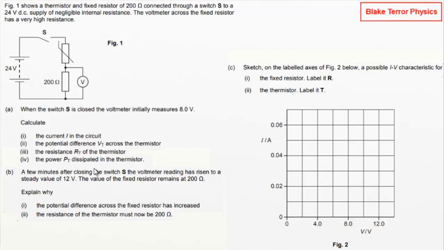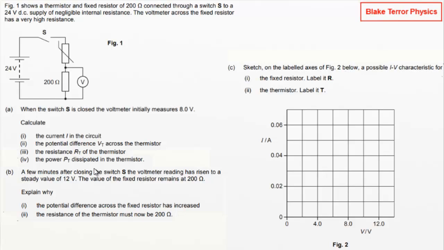Hello, here's another circuit analysis question. This time we've got a bit with variable resistors in there because it comes up quite a lot. So many circuits that are built in real life have variable resistance in them, so it's worth having a look at one. This circuit is pretty straightforward.